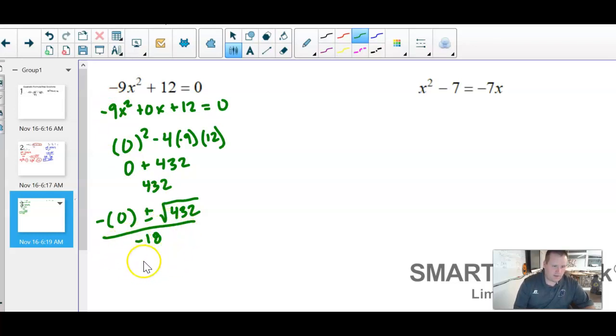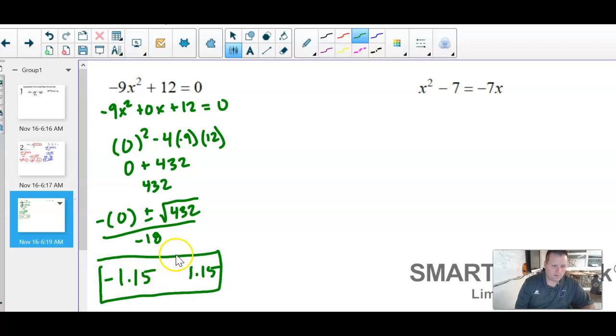And then I'm going to do these alone, so I'll go 0 plus the square root of 432 divided by -18. And that's going to give me -1.15. And then I'm going to go 0 minus the square root of 432, and then divide that one by -18. And that gives me positive 1.15. So those would be my two solutions. That's what x is equal to.